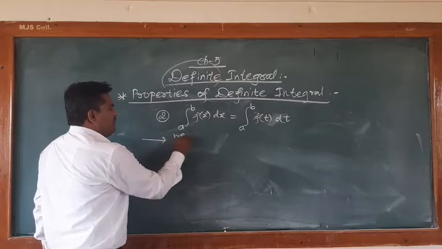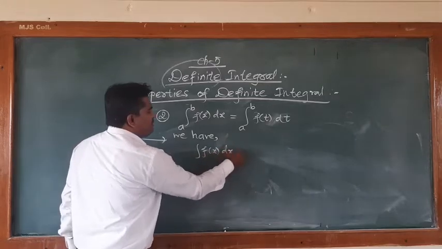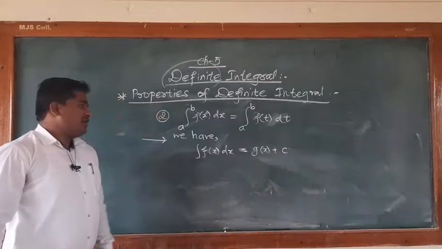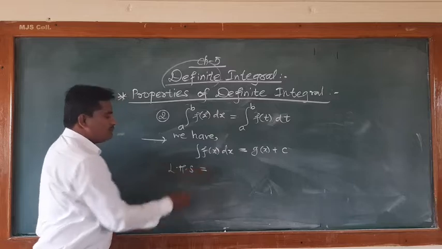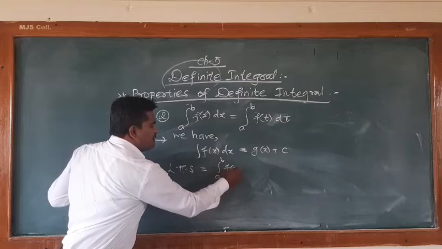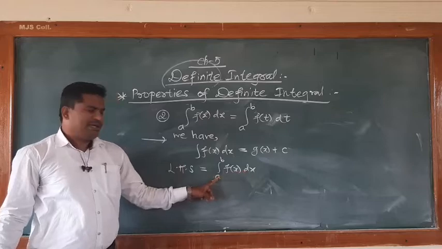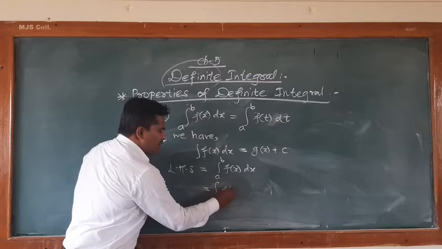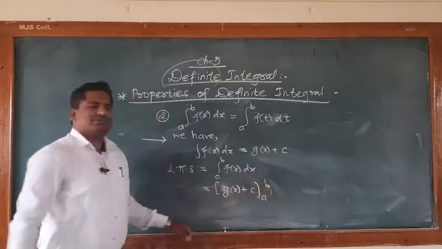Now we have integration of f of x with respect to dx is equal to g of x plus c. It is the standard form of indefinite integration. LHS: integration a to b f of x with respect to dx, f of x with respect to dx with limit a to b. Then by definition it is g of x plus c from limit a to b.